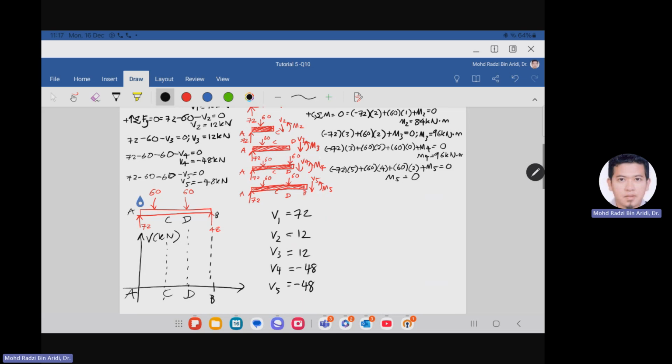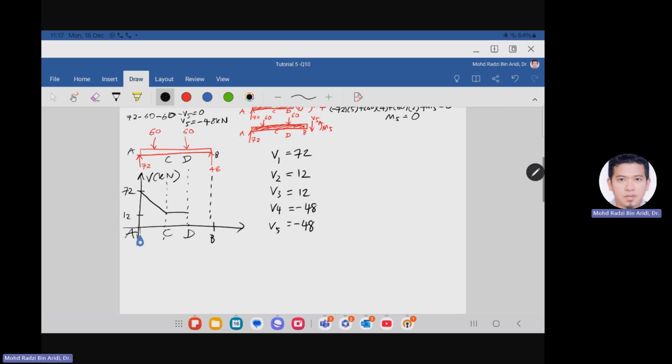So V1 is starting here at 72, and then V2 is 12, so it will decline or decrease, and then CD will remain at 12, and after that it will go down to negative 48, and then remain at 48, and then back to B for the final force 48. So we are back to 0. The x-axis is the distance or the length from A to B.